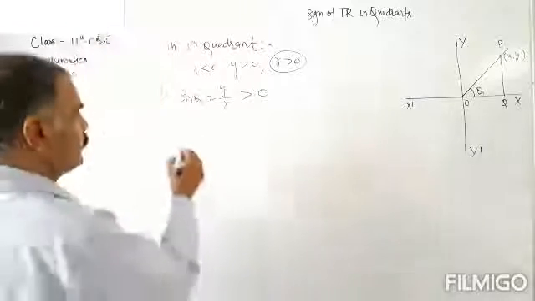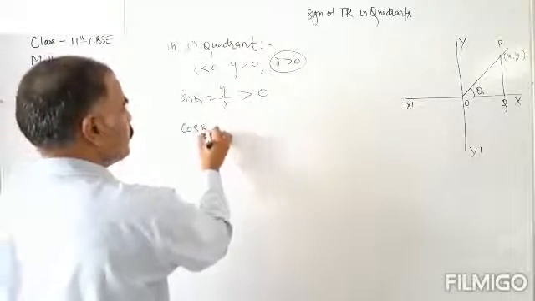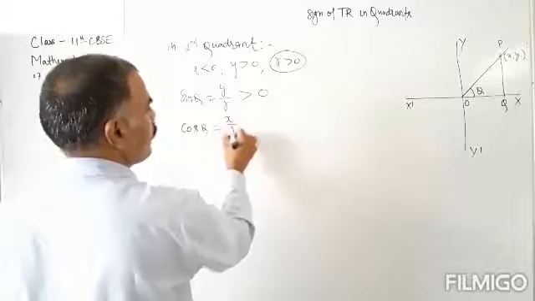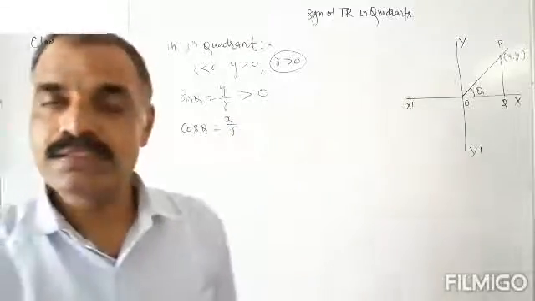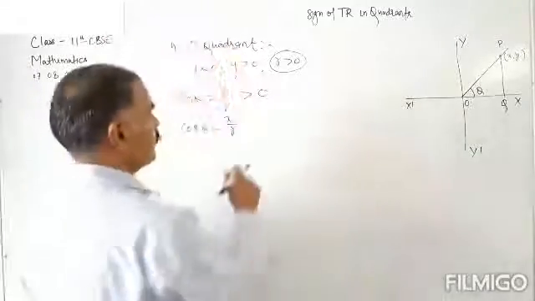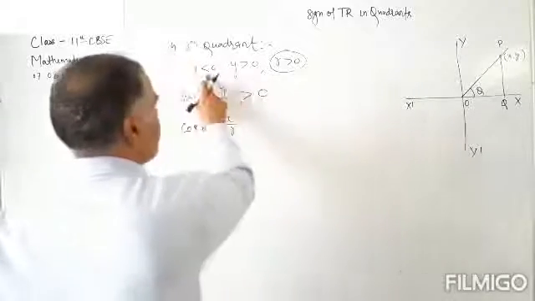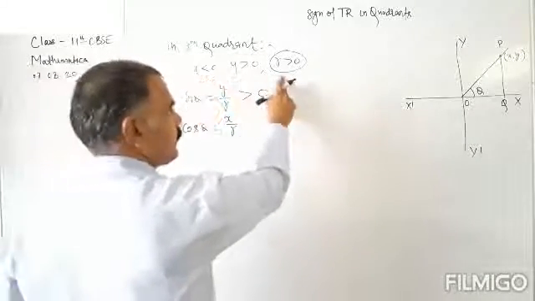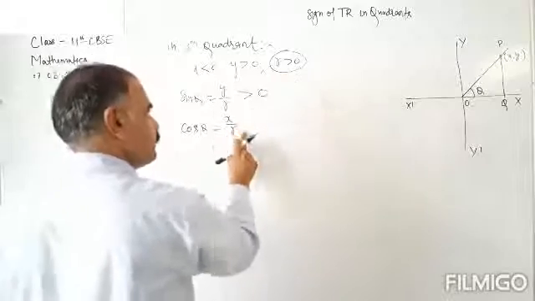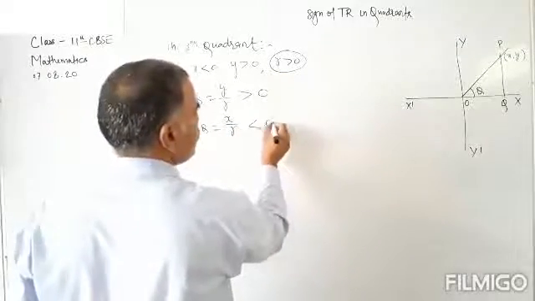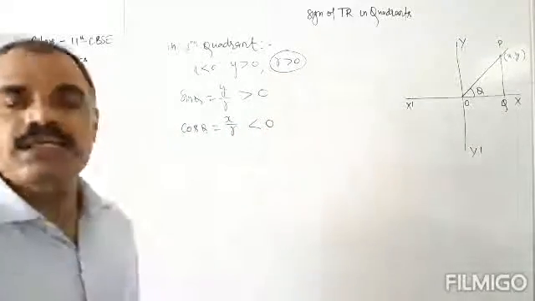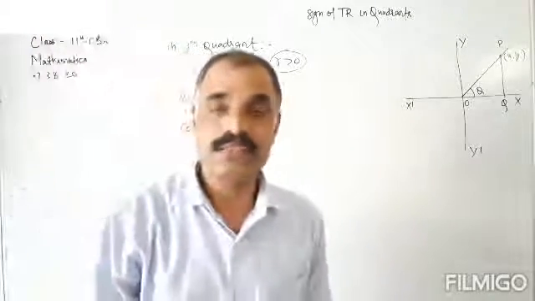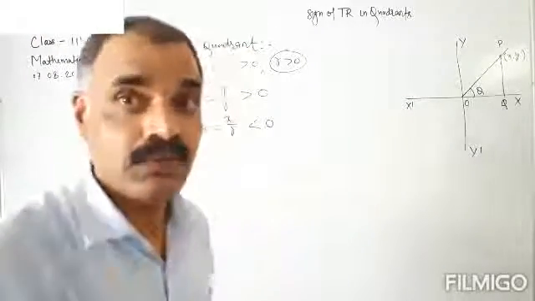Now cos theta. Cos theta is equal to x upon r, and in the second quadrant x is less than 0, r is greater than 0, meaning negative upon positive is negative, that is less than 0. So cos theta is negative. Cos theta is negative in the second quadrant.